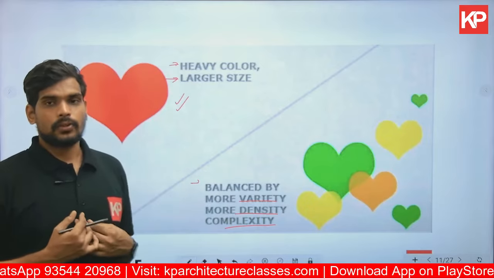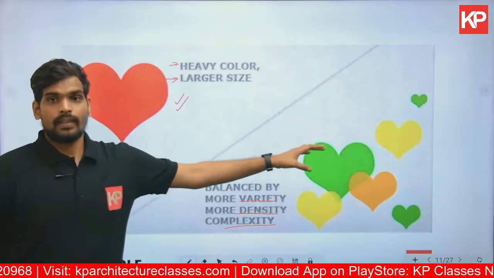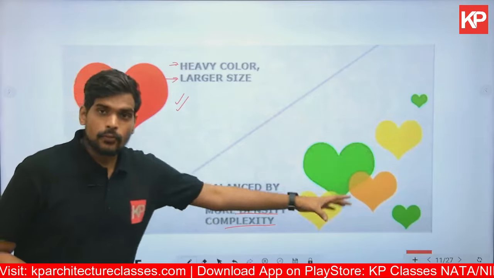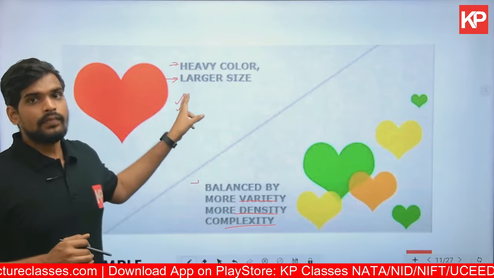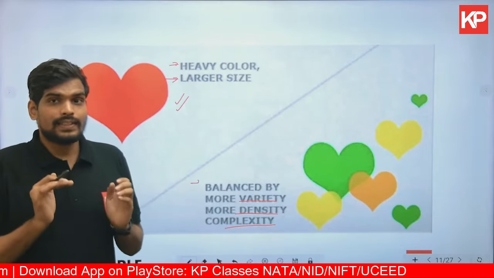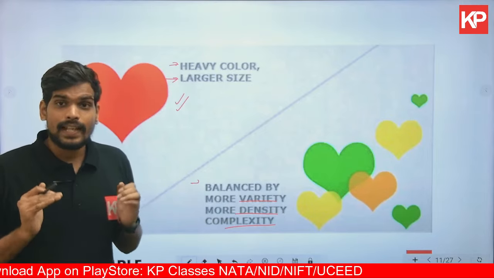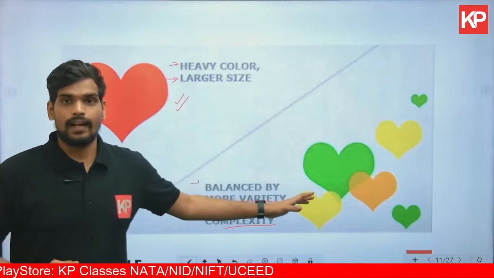So if I ask you, how is this single heart able to balance so many hearts? The single heart is able to balance so many hearts because it is larger in size and it is a heavy color. If this would have been a yellow heart, there would not be balance in the composition. Because it is red, there is a balance. Why? Because red is a heavy color. Because of that reason, even a single heart is able to balance so many hearts, right?